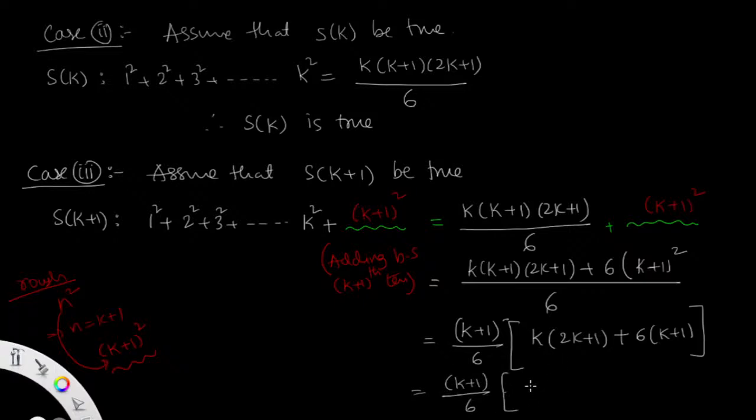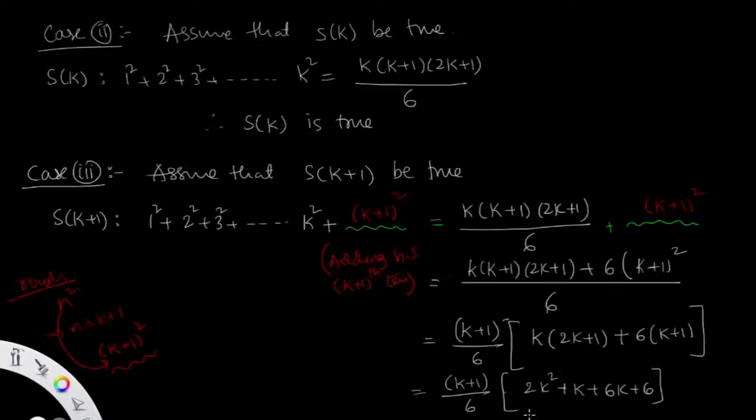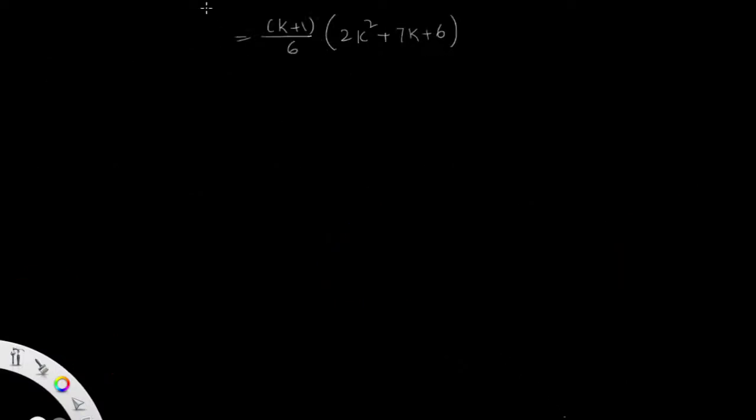Now simplify: 2k square plus k plus 6k plus 6. That is k plus 1 by 6 into 2k square plus 7k plus 6, since 2k square plus 6k plus k means 7k plus 6. Now simplify, whatever factors we can get. Do the factorization of 2k square plus 7k plus 6.